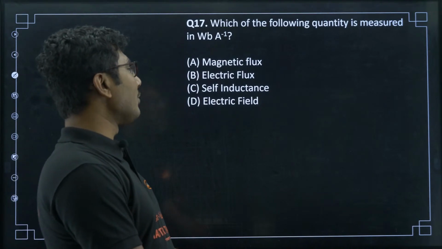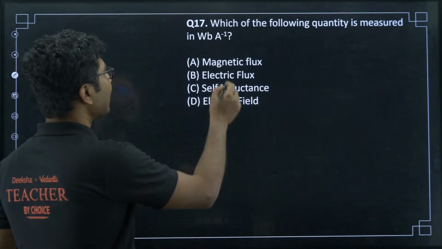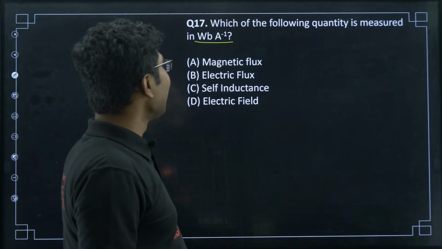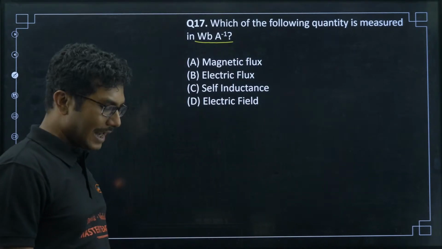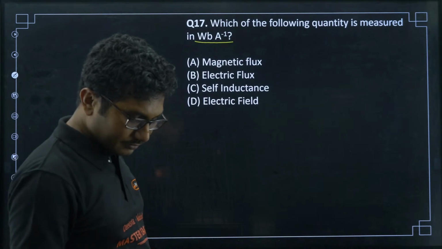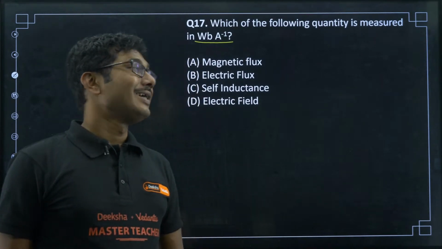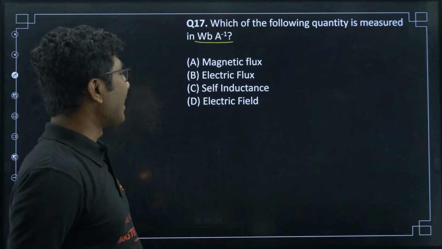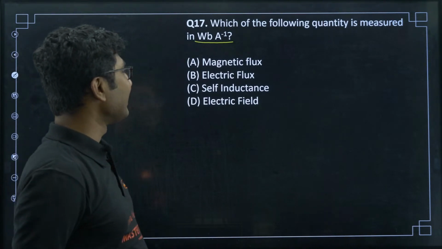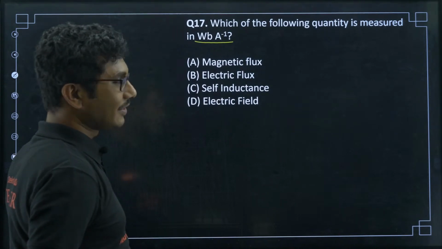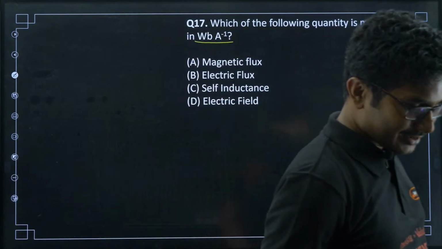Which of the following quantity is measured in Weber per ampere? So what is Weber? Weber is flux, and Weber per ampere. The options given are magnetic flux, electric flux, self inductance, electric field. Let us see who can answer this.